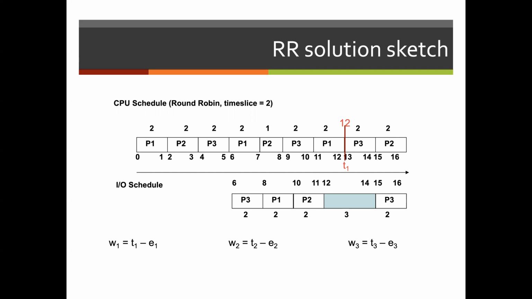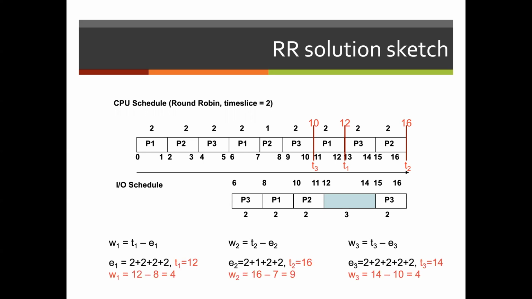And so we have T1, the time for T1 to be 12. For T2, we'll have 16. And for T3, we'll have 10. And so with this in consideration, we can calculate W for each of the processes to be 4, 9, and 4.